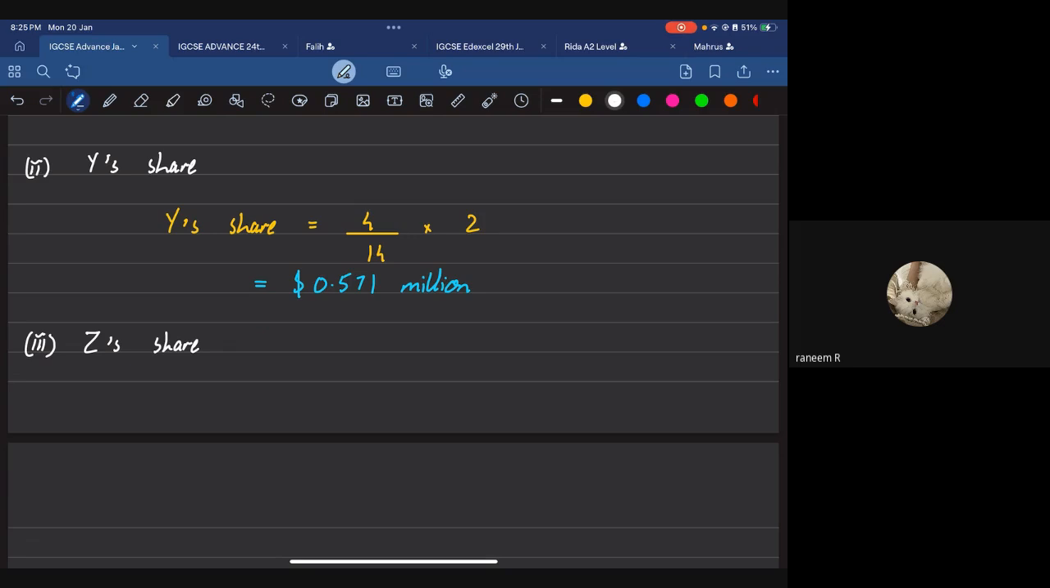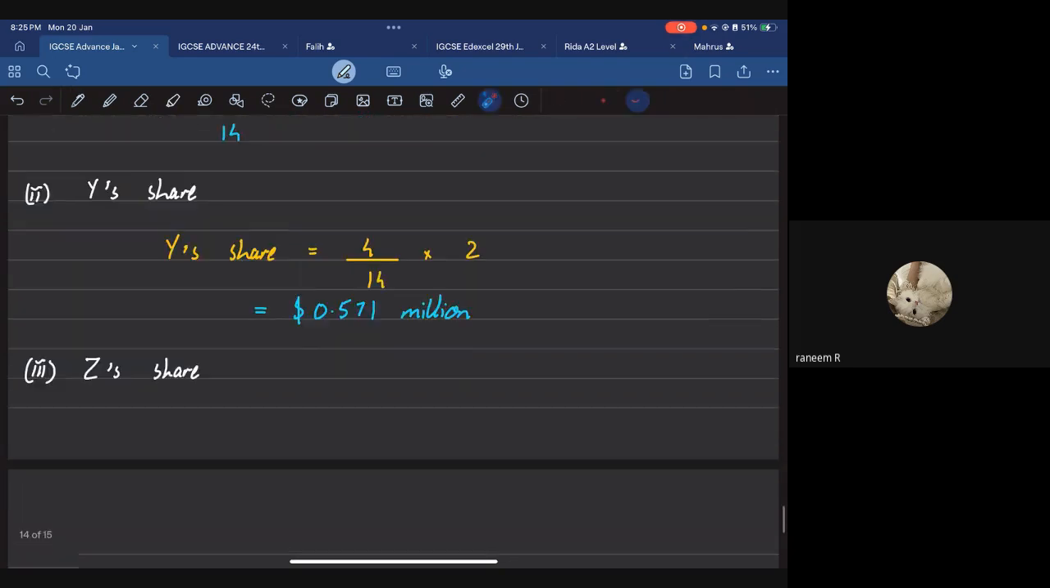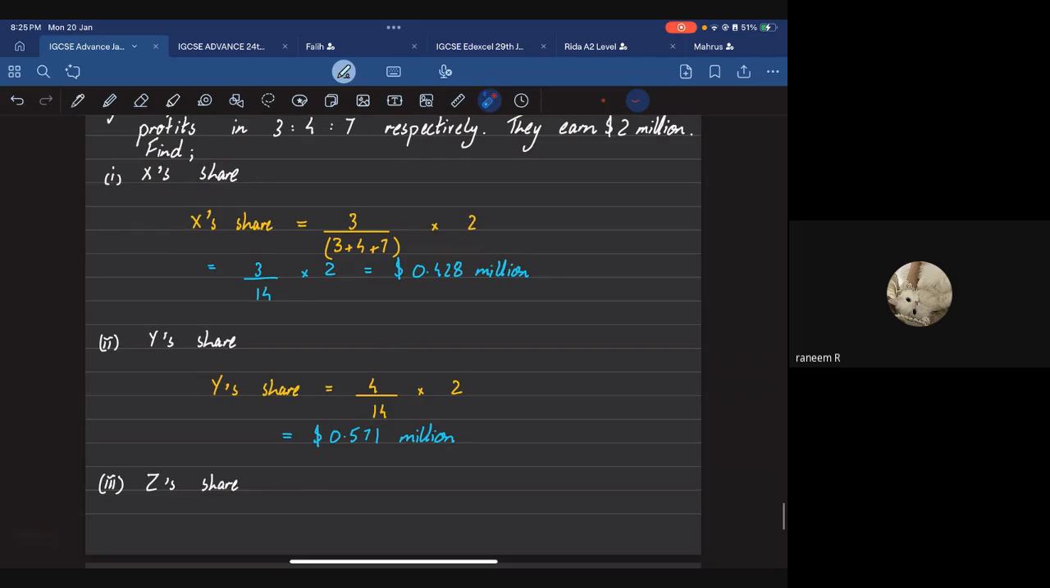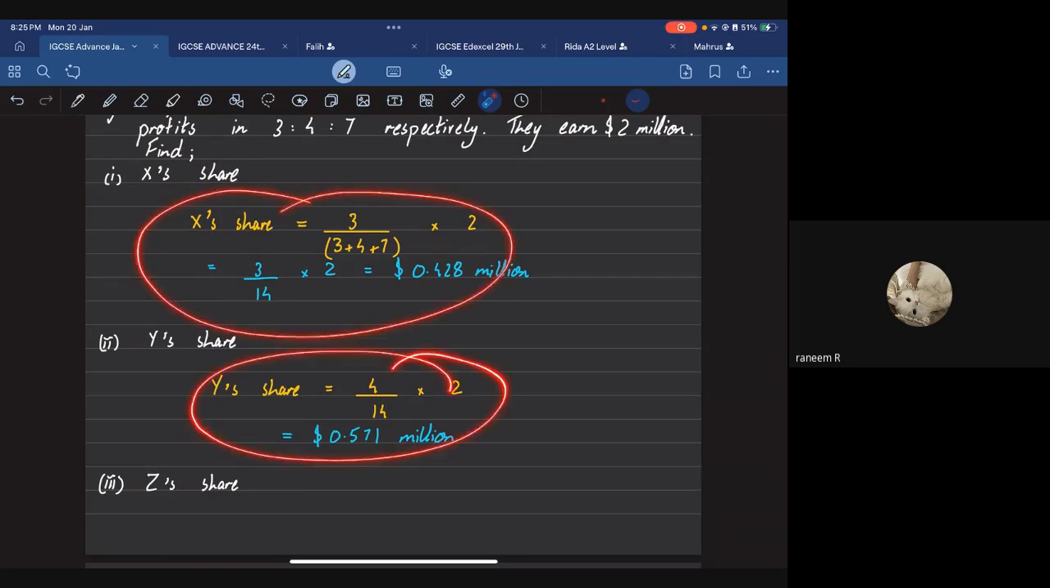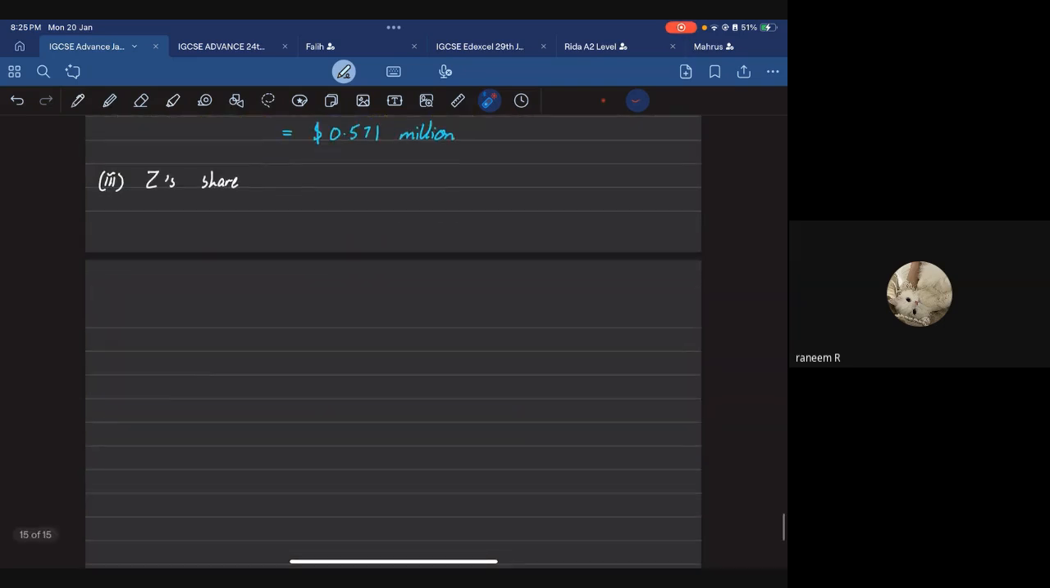Because if you're doing 10 steps for a 3 mark question, that is not going to be helpful. You're losing a lot of time. Your efficiency is going to go down. Clear? Moving forward, if I want to find Z's share, I can simply do it the way that I've been doing it with X and with Y, putting in 7 as its ratio over the sum of ratio times 2. That is perfectly all right.